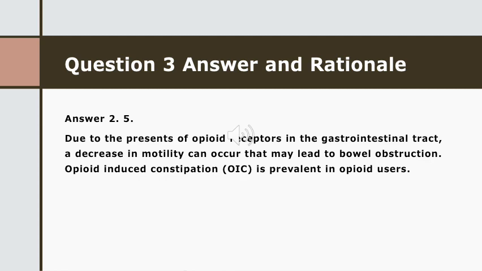Question 3, answer and rationale. Answer is 2 and 5. Due to the presence of opioid receptors in the GI tract, a decrease in motility can occur that may lead to bowel obstruction. Opioid-induced constipation is prevalent in opioid users.